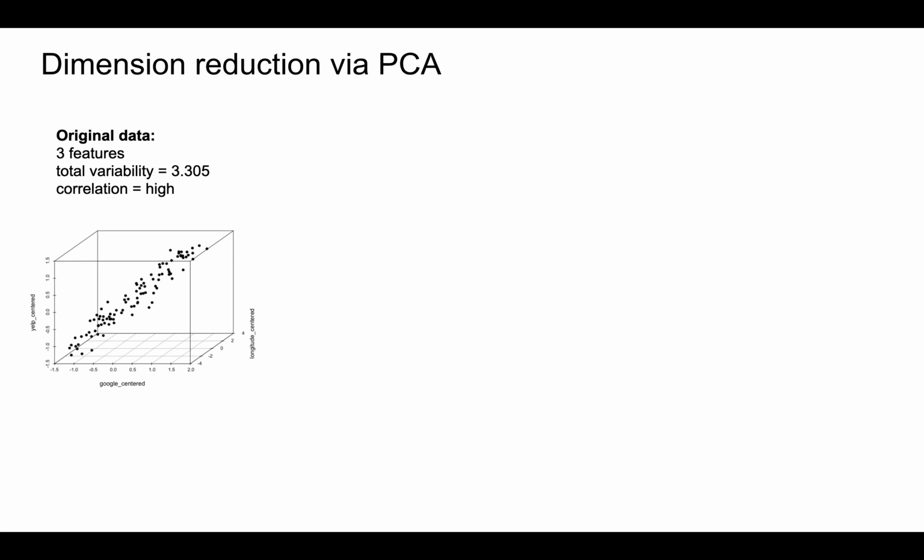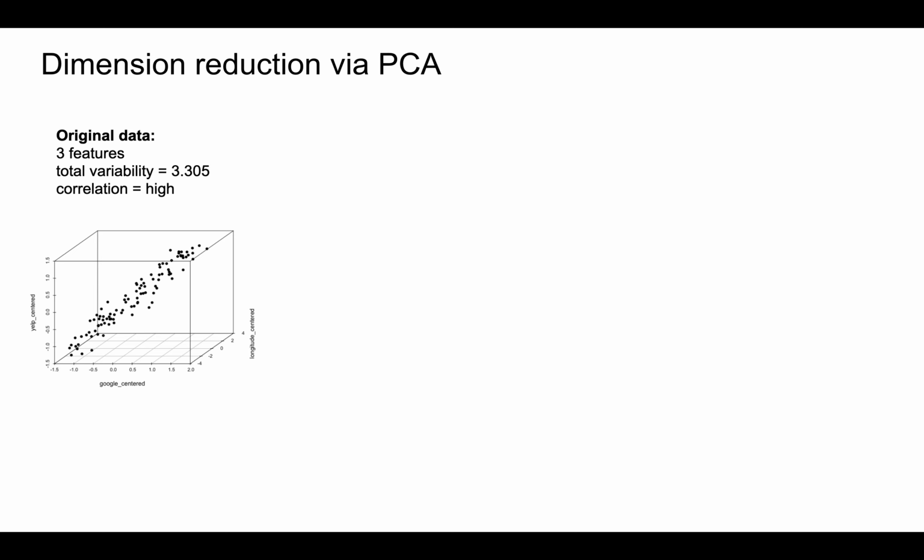In the final step of our analysis, let's consider how to use these principal components. Remember that we started with three features, which had a total variability of 3.305 and high correlation. Our goal was to simplify this dataset, that is, to combine these three correlated features into a smaller set of uncorrelated or less correlated features without losing much information in the process.